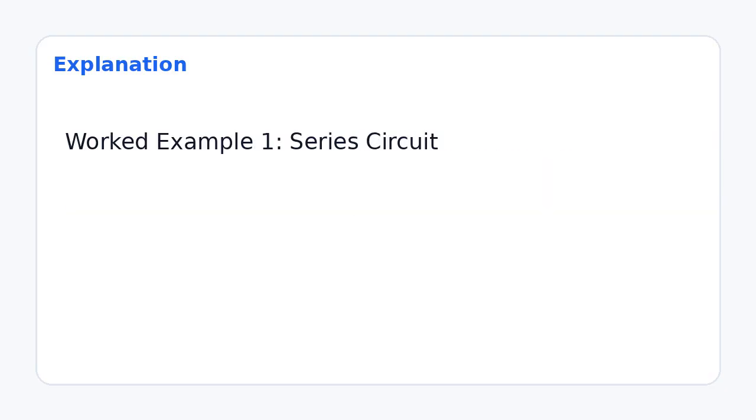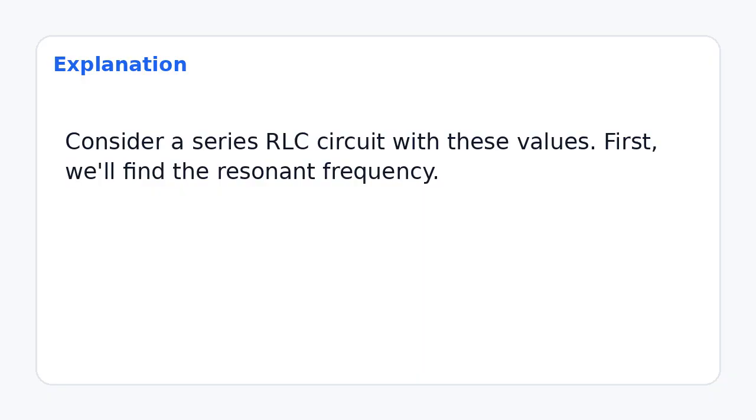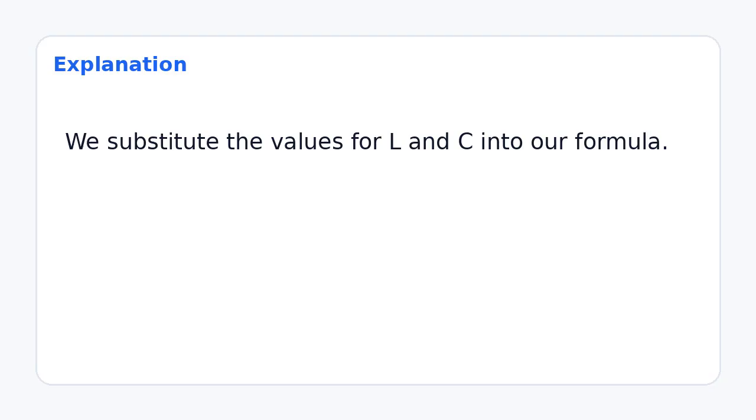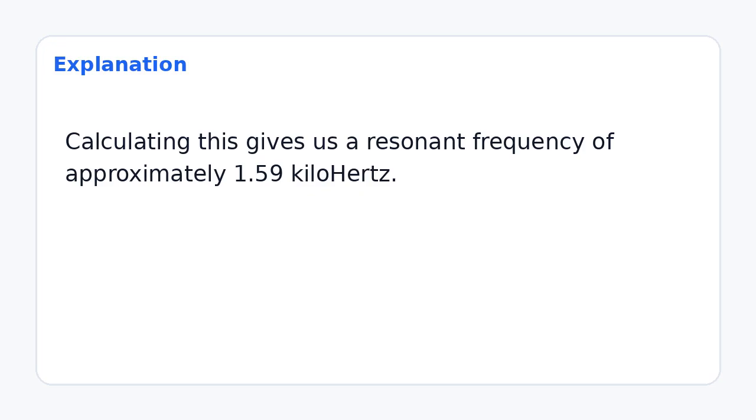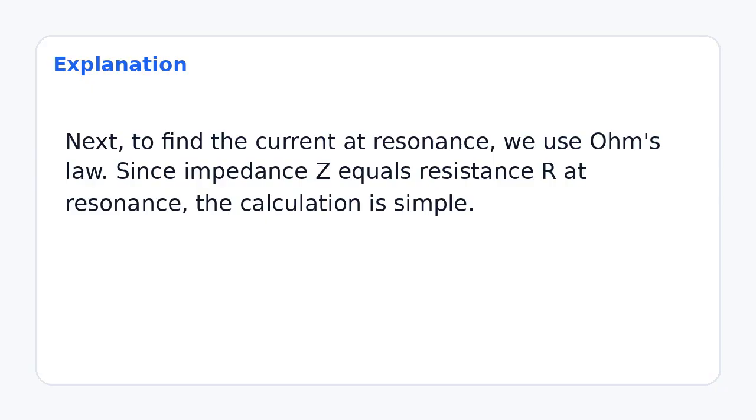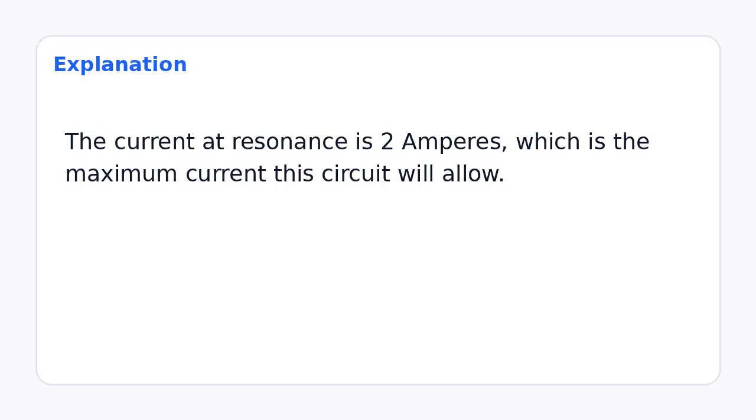Let's solve an example. Consider a series RLC circuit with these values. First, we'll find the resonant frequency. We substitute the values for L and C into our formula. Calculating this gives us a resonant frequency of approximately 1.59 kilohertz. Next, to find the current at resonance, we use Ohm's law. Since impedance Z equals resistance R at resonance, the calculation is simple. The current at resonance is 2 amperes, which is the maximum current this circuit will allow.